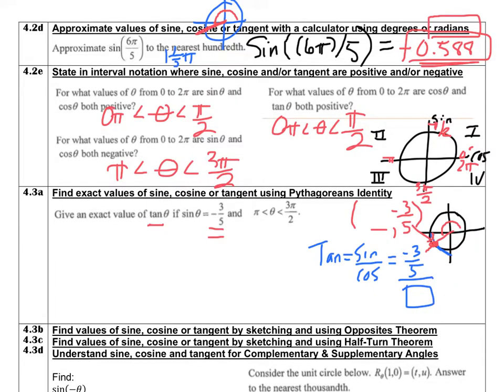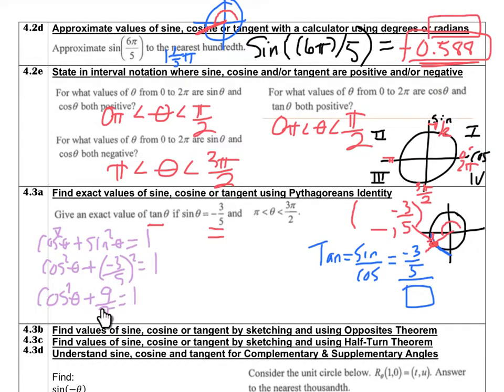So to do that, remember that we're going to do cosine squared theta plus sine squared theta equals 1. I don't know cosine, so I'm going to keep that there. But I know sine is negative 3/5. I'm going to square it, equals 1. This is going to become 9 over 25. Now what I would do is subtract 9/25 from both sides, so let's go ahead and write that over here. Cosine squared theta equals 1 minus 9 over 25.